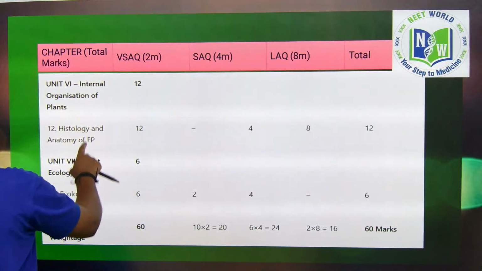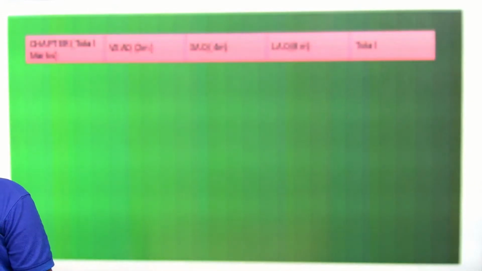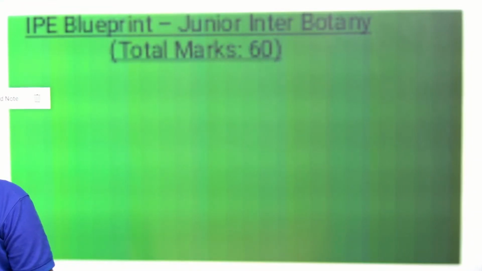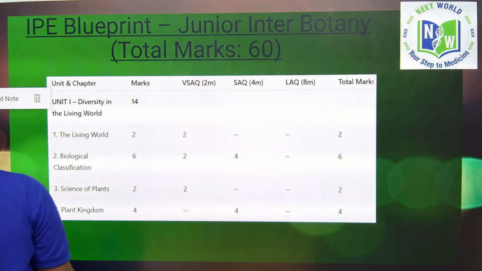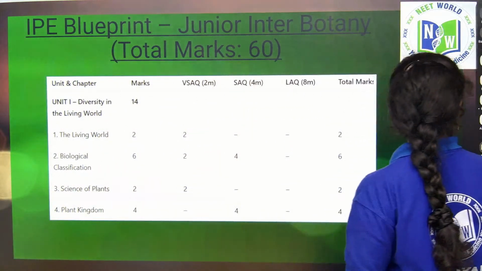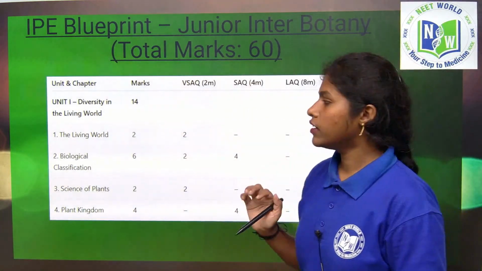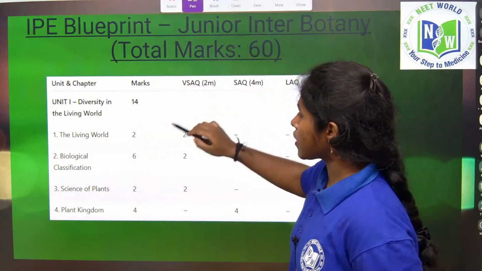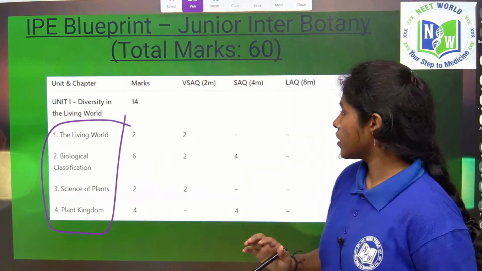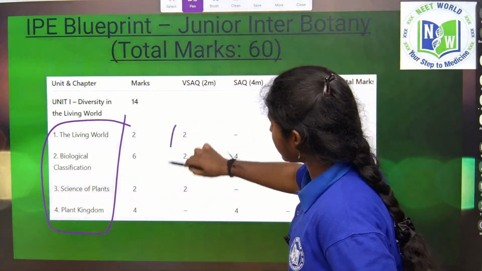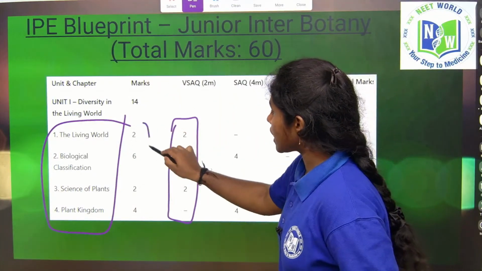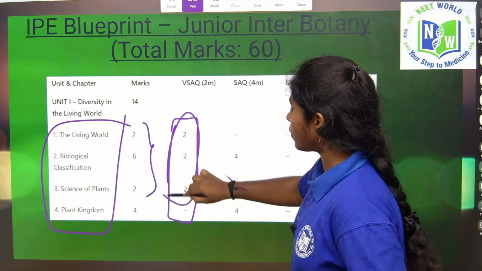Coming to the 4 mark questions. So, let us see from the first chapter. It is almost the same for both AP and TS people. See, here it is. In the first unit, diversity in the living world, the internal chapters are 4: the living world, biological classification, science of plants, plant kingdom. From these internal chapters of the diversity of your living world, you are getting the 2 marks questions for sure.